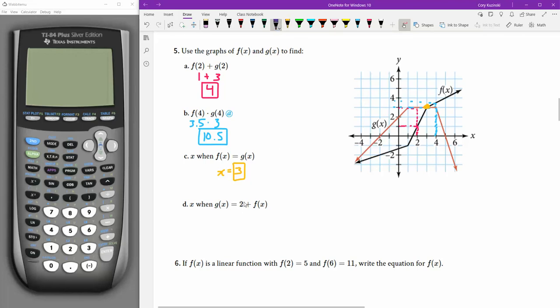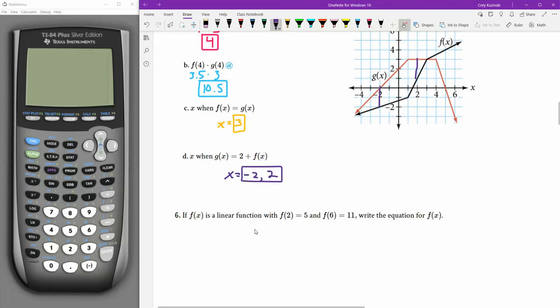And x, when g of x equals 2 plus f of x. That's kind of crazy. So when is g of x 2 above the f of x? I need to get rid of all this stuff out here so I can see this a little bit better. When is it 2 above? Right here, it's 2 above. And also right here, it's 2 above. So I think the answer is when x is -2 or when x is 2. Those are the two spots where the red function is 2 above the green function. In other words, you have to add 2 to the black function. Did I say green? You have to add 2 to the black function to get to the orangish function there.